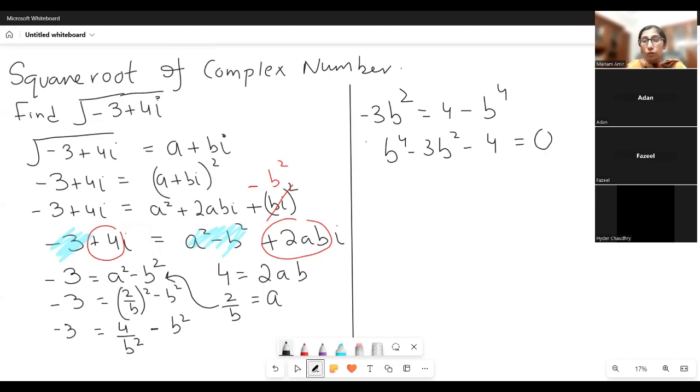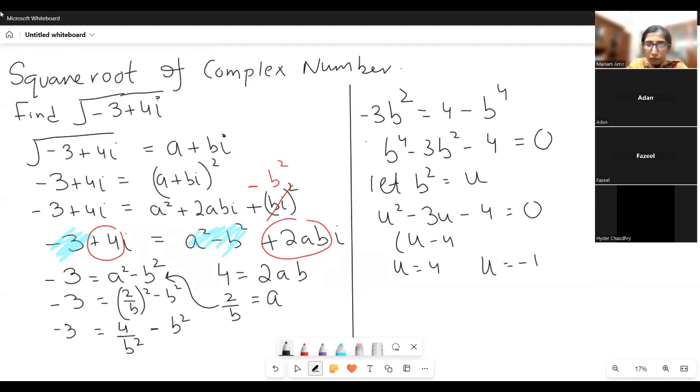This is a hidden quadratic equation. Let b square equal u. So u square minus 3u minus 4 equals 0. This you should be able to solve using factorization. I'm directly using the calculator here. So I'm getting u equals 4 and u equals -1. Taking it a step back, u minus 4, u plus 1 equals 0.